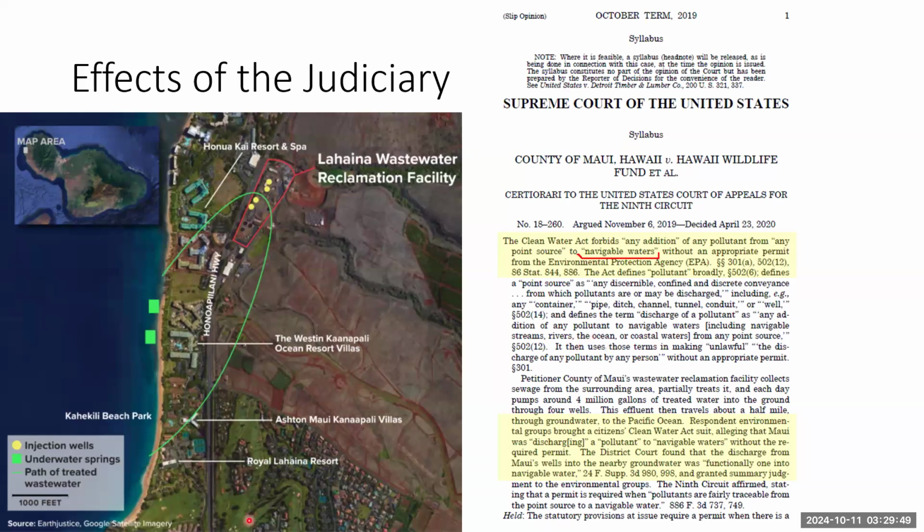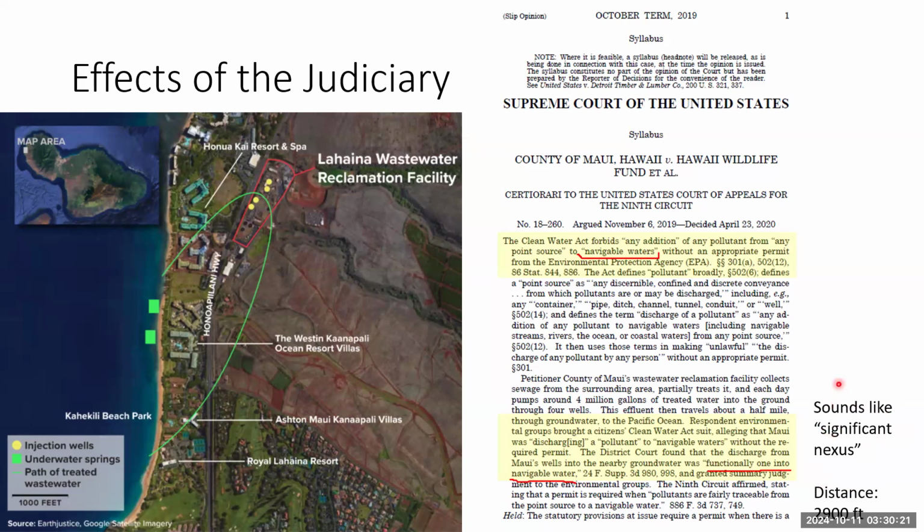This is the majority opinion, and this is the thing that they are really asking: is this happening? And the Supreme Court, if you read through the whole abstract, ultimately says yes. The groundwater connecting the wastewater facility to the clearly navigable water of the Pacific Ocean constitutes a significant nexus.